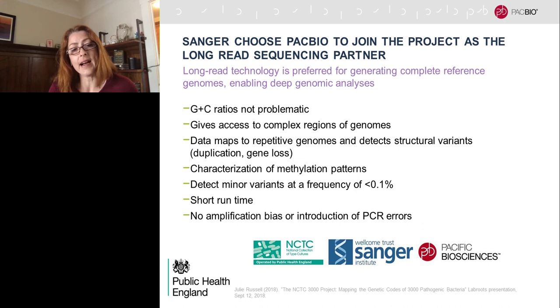We can give access to complex regions of the genome, including IS elements and phage insertion events. Our data maps to both repetitive genomes and is capable of detecting structural variants, including gene loss, gene insertion, transposon rearrangements. And even better, we are able to characterize methylation patterns at the same time as sequencing. Finally, we can detect minor variants.